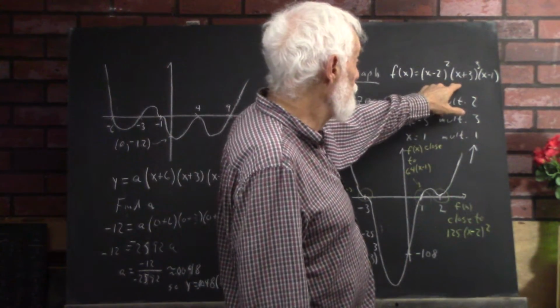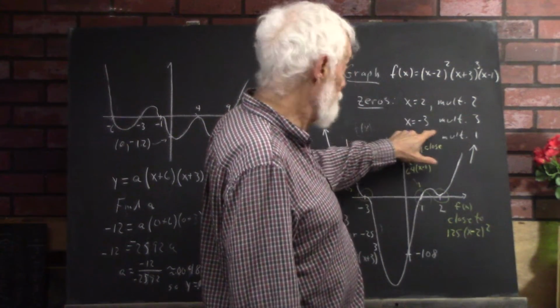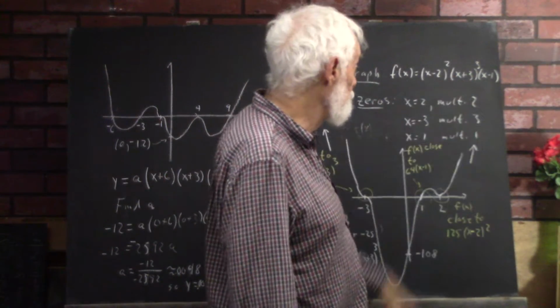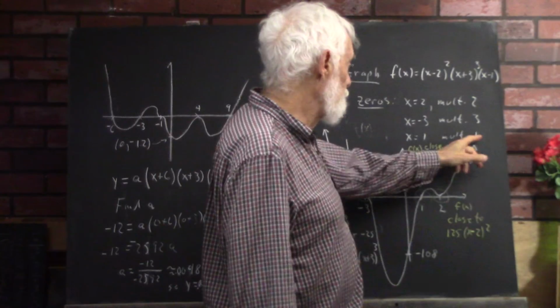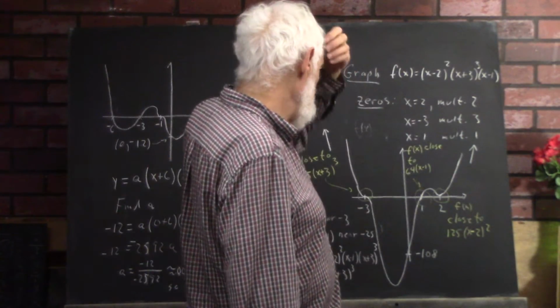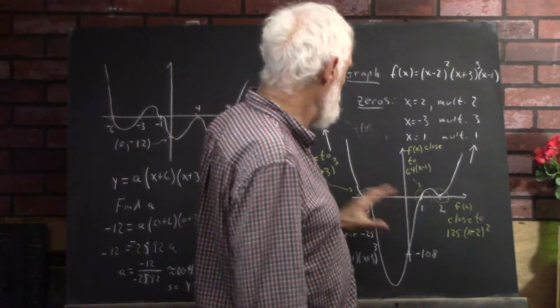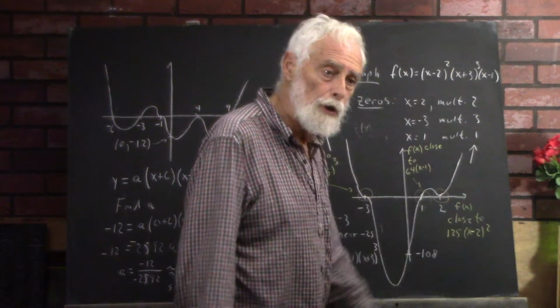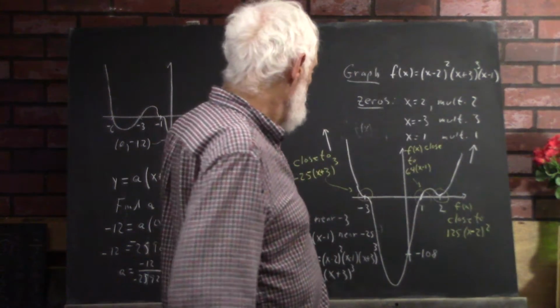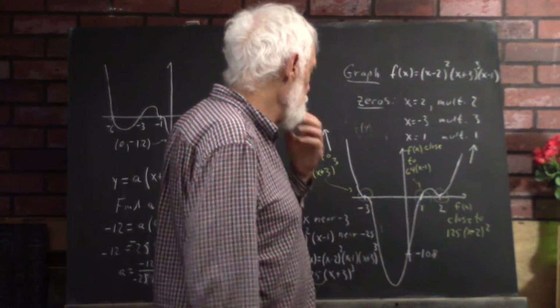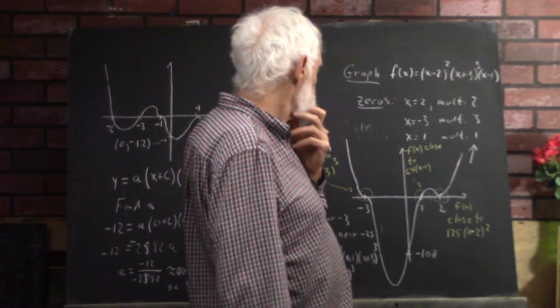X plus 3 gives you a zero of negative 3, and that has multiplicity 3, because of course you've got 3 factors of x plus 3. And then you have x minus 1 with its multiplicity of 1. So you have a point here, a point here, a point here, and the function has to go through all 3 of those points.